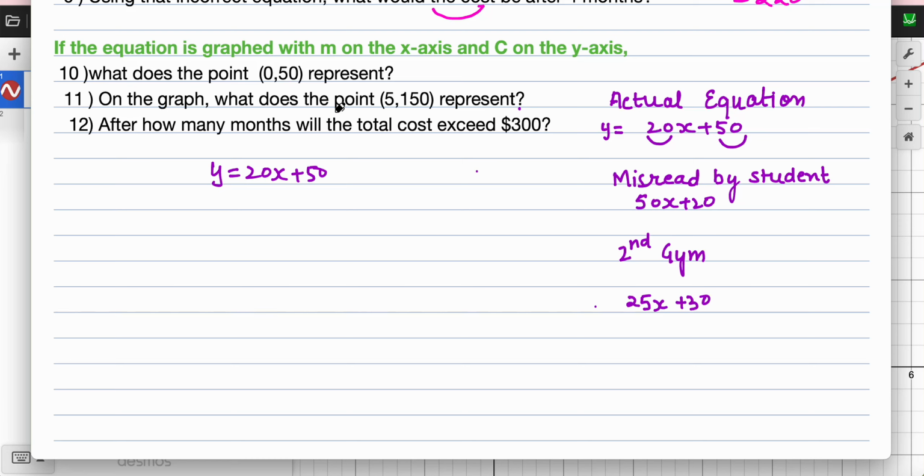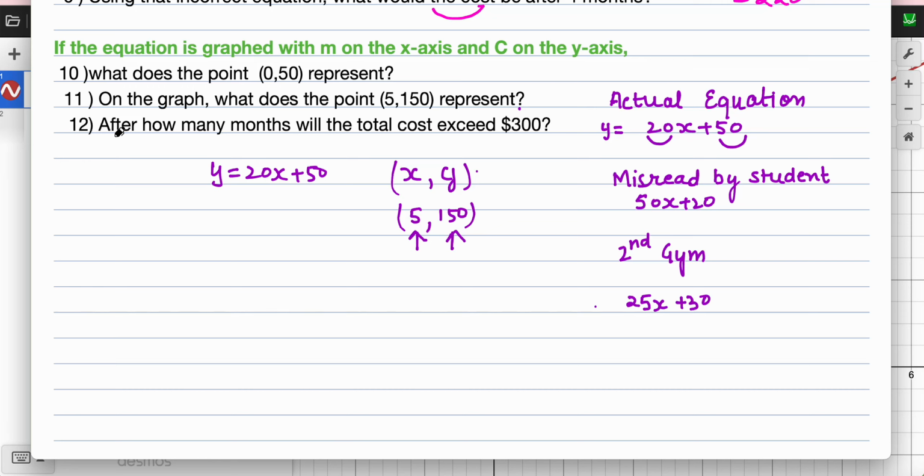On the graph, what does the point 5, 150 represent? Now it is written in the form of coordinates. That is why the question is asking you to check it from the graph. But if we see the actual information, the x coordinate is about the number of months and the y coordinate is about how much cost one is going to pay if he is gymming for 5 months, right? So if he registers for 5 months, the total cost he has to pay is 150. That is the general concept question.